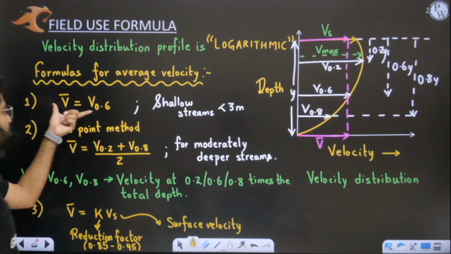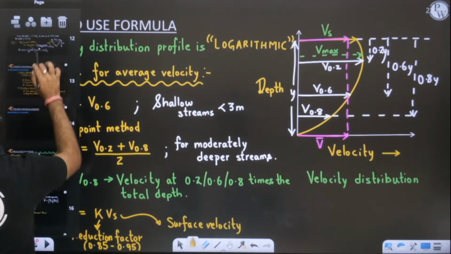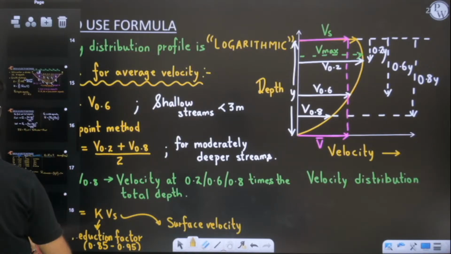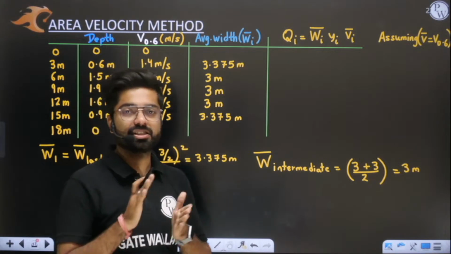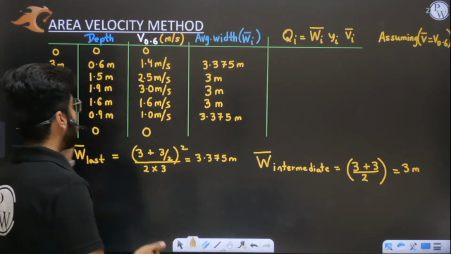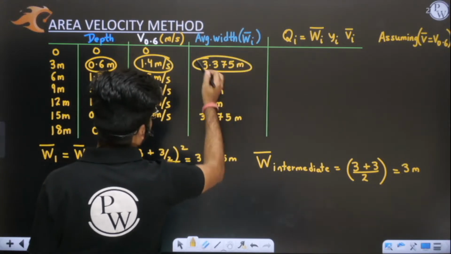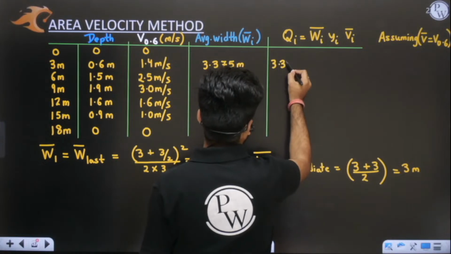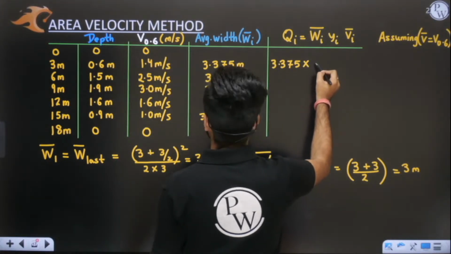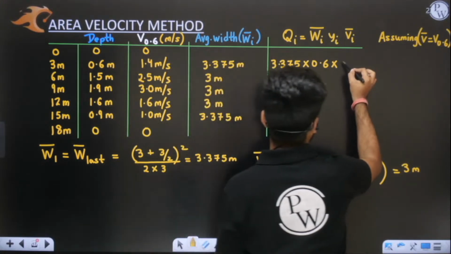That's why I can use this formula very simply. I can use the average formula for velocity as v.6. So if I want to find the discharge in my first segment, what will I do? I will multiply the depth, average velocity and average width. I will simply multiply 3.375, this is your width, by the depth 0.6 and your average velocity 1.4.